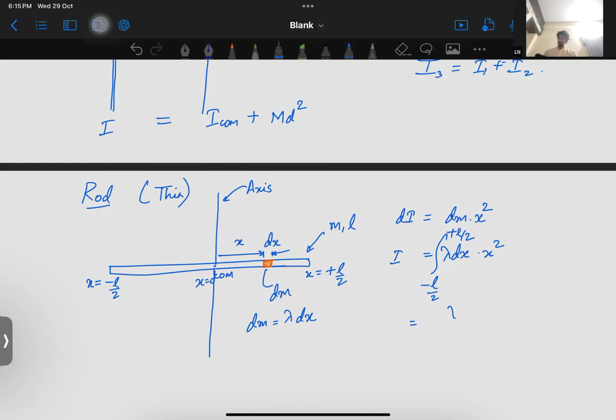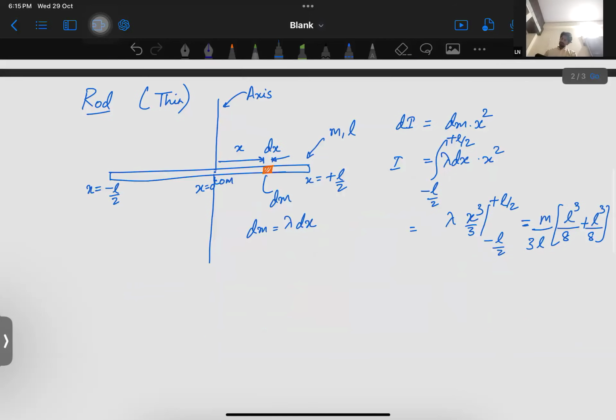Okay. You can write lambda x power 3 by 3. From where to where? Minus L by 2 to plus L by 2. What do you get? Lambda is what? Mass per unit length, right? Right, as M by L itself. And if you substitute over here, you take the 3 also outside. It becomes L cube by 8, right? Minus, plus L cube by another 8. So what do you get? 1 by 8 plus 1 by 8, 1 by 4, 1 by 12. M L cube by L is L square.